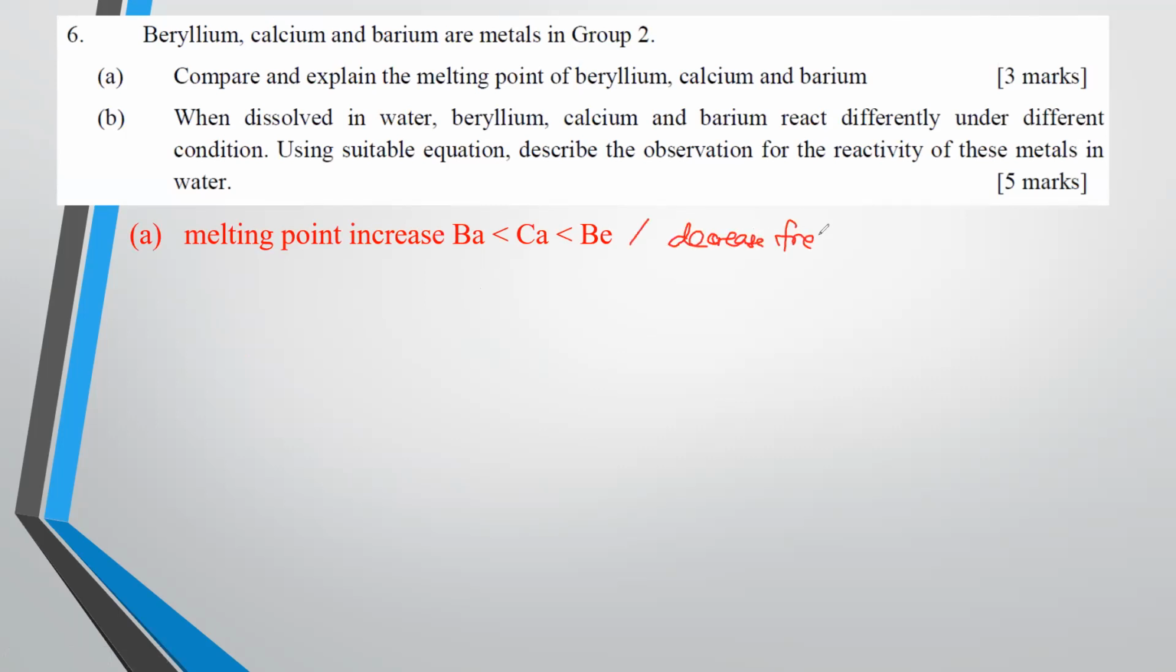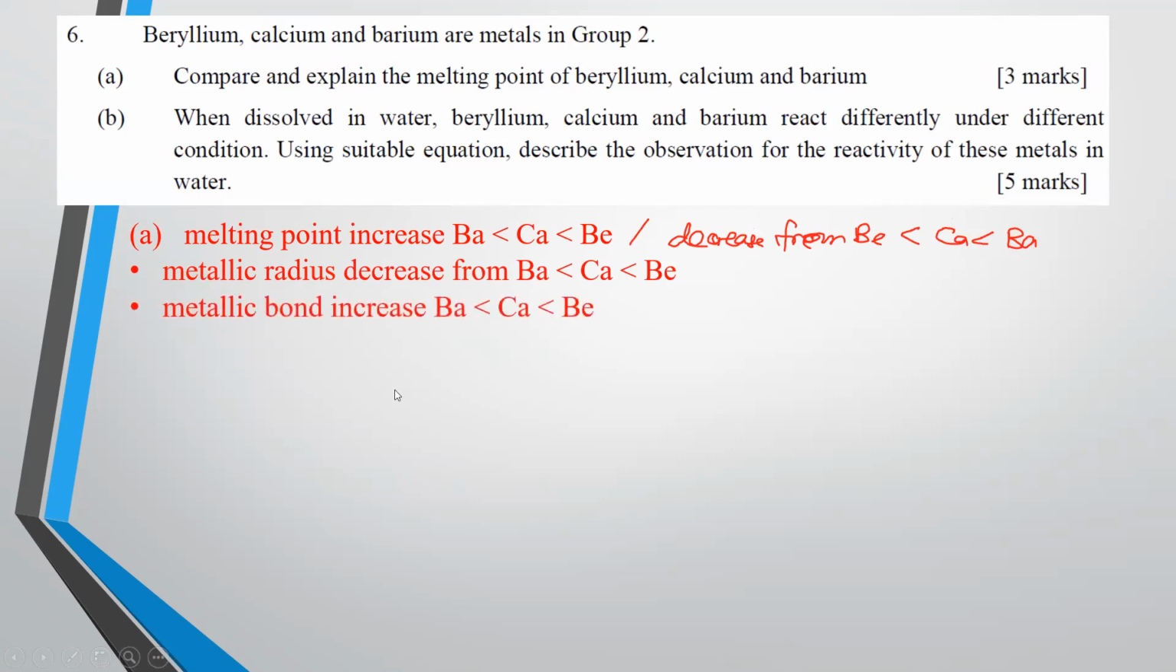from beryllium to calcium to barium. Okay, either way. As the metallic radius increase from barium, decrease, so therefore the metallic bond increase. So these are always the key points inside here.